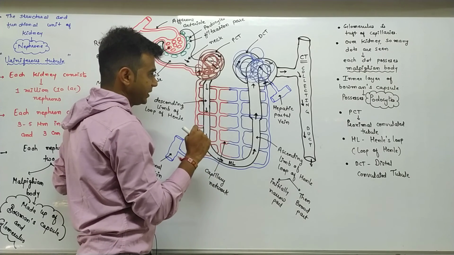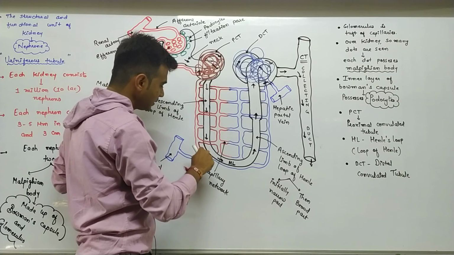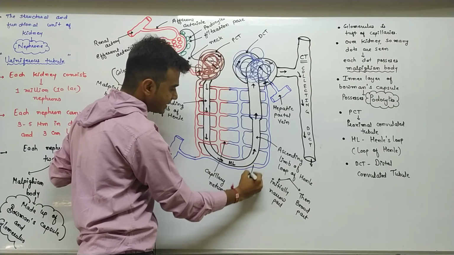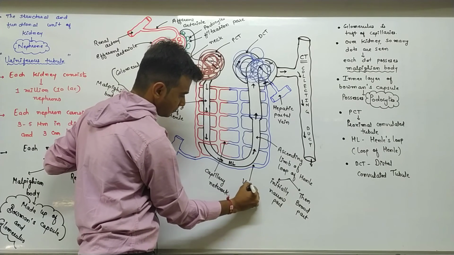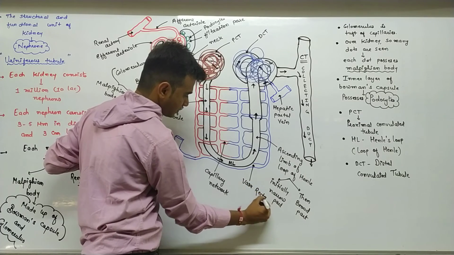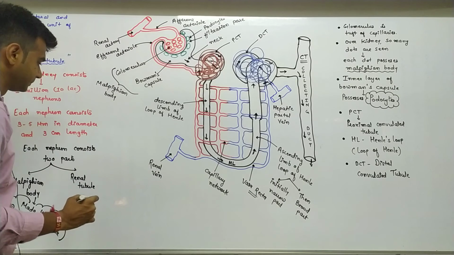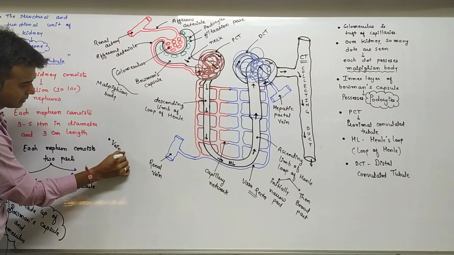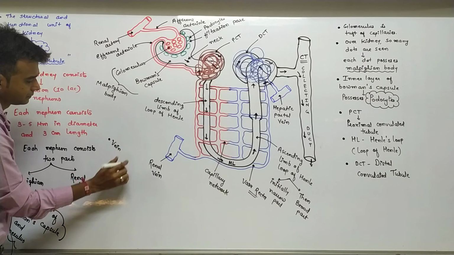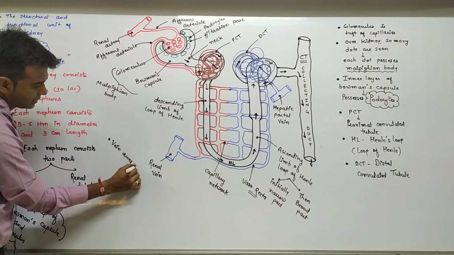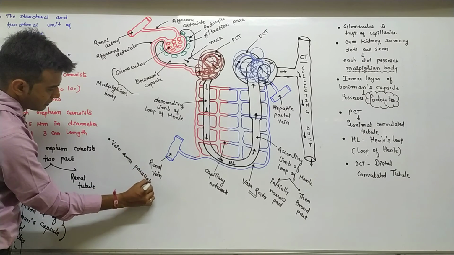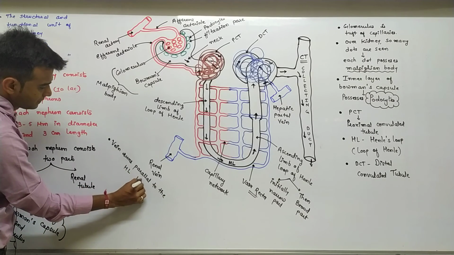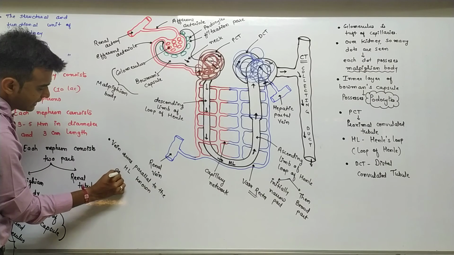See, one more extra point is that the blood vessel parallel to the Henle's loop is known as vasa recta. The vein that runs parallel to the HL is known as vasa recta.